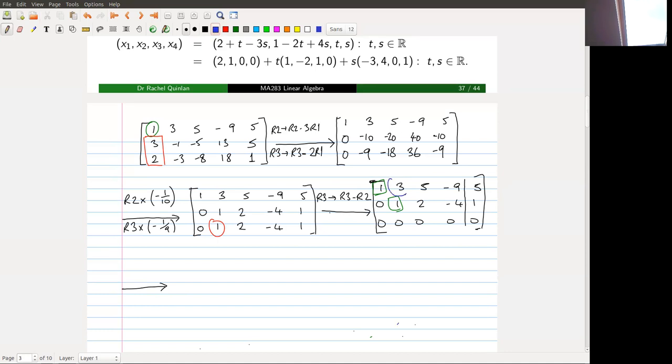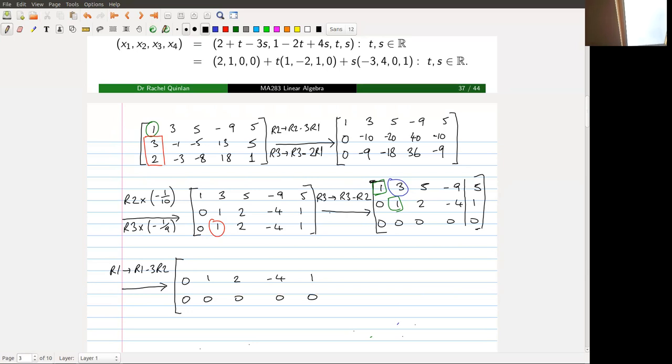We don't have to do anything about that. We have this 3 above the second leading one. So we should clear that by subtracting 3 times row 2 from row 1. And that will not damage the pattern of leading ones that we've already achieved. So final step, row 1 goes to row 1 minus 3 times row 2. So we're rewriting row 1. We're leaving row 2 and 3 the way they are. There's row 2. There's row 3.